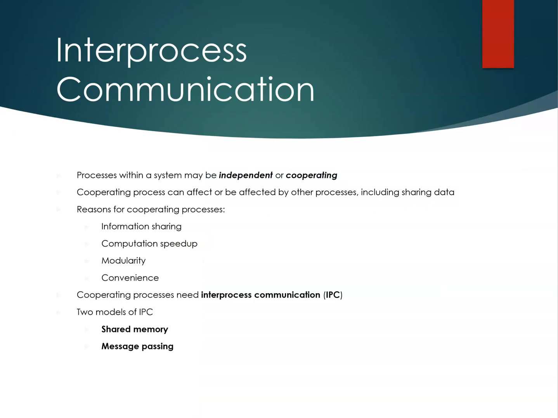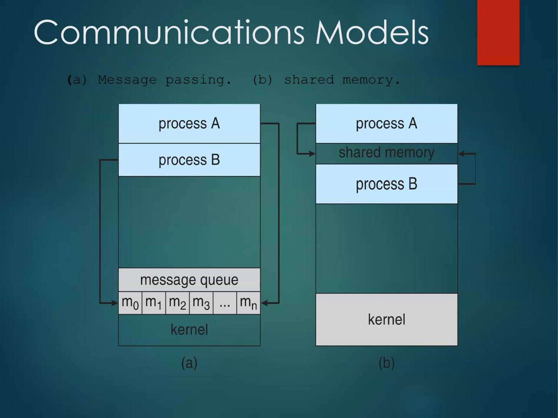So now we'll move on and talk a little bit about interprocess communication. Processes within a system may be independent or cooperating. Cooperating processes can be affected by other processes, including sharing data. One of the reasons for using them is obviously sharing information, speeding up computation, modularity, or convenience. Cooperating processes need some sort of interprocess communication, or IPC. There are 2 major models: shared memory and message passing.